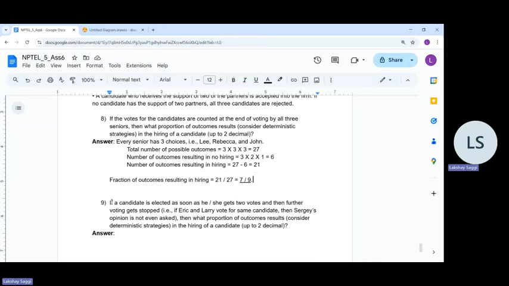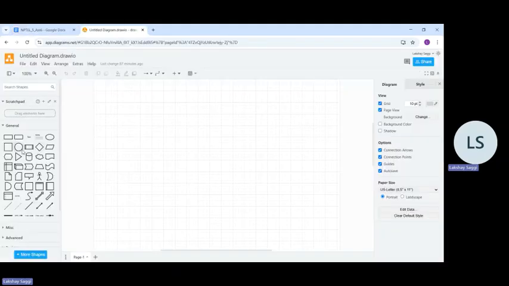In the second model, a candidate is elected as soon as he or she gets two votes, and then further voting gets stopped. So it means that if Eric and Larry vote for the same candidate, then Sergey's opinion is not even asked. Again, you can have some combinatorial argument and consider the cases where Sergey's opinion is asked and not asked. But since we are discussing dynamic games, I'd like to show a diagram for this. So maybe we can draw up a diagram here.